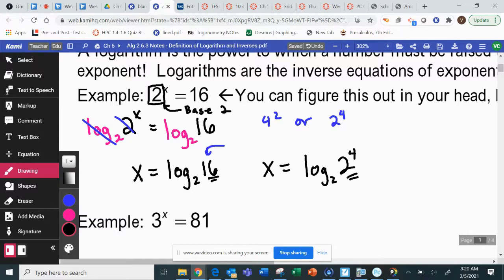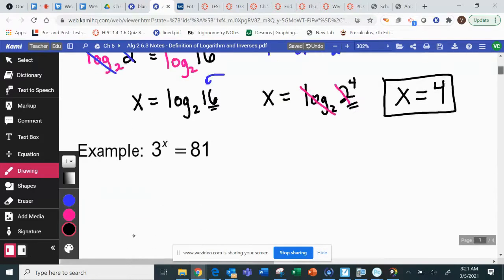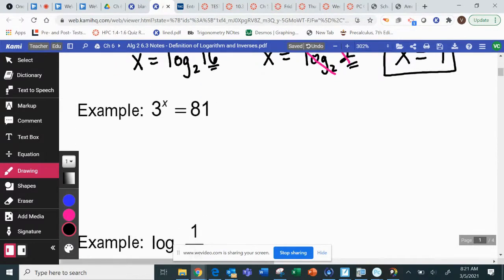Now I've already told you, if I have a log base 2 next to a base of 2, they undo each other. So what's left? X equals 4. Okay, we already knew that answer the whole time, but I'm showing you how I get the answer using logarithms. So logarithms undo bases. That's what they do. So here's the next one.